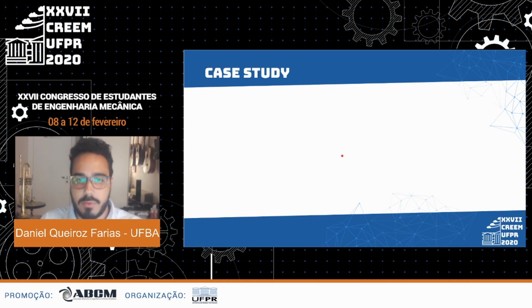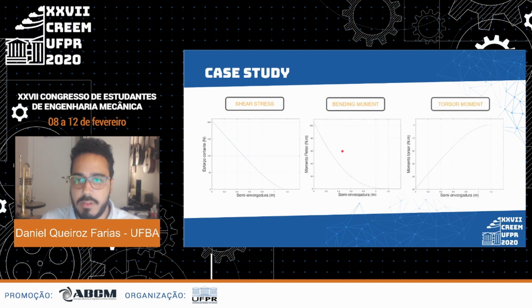On this slide, it's possible to see the load distribution across the wingspan for the shear stress, the bending moment, and the torsion moment. It's important to notice that the loads were applied on the root of the wing, where they find their maximum values.